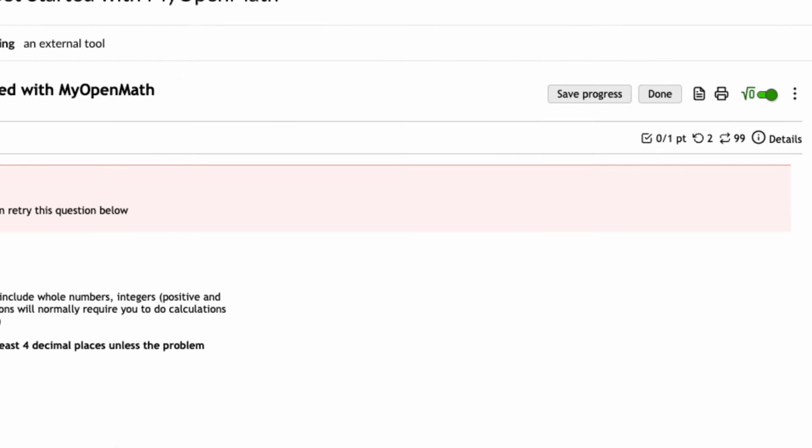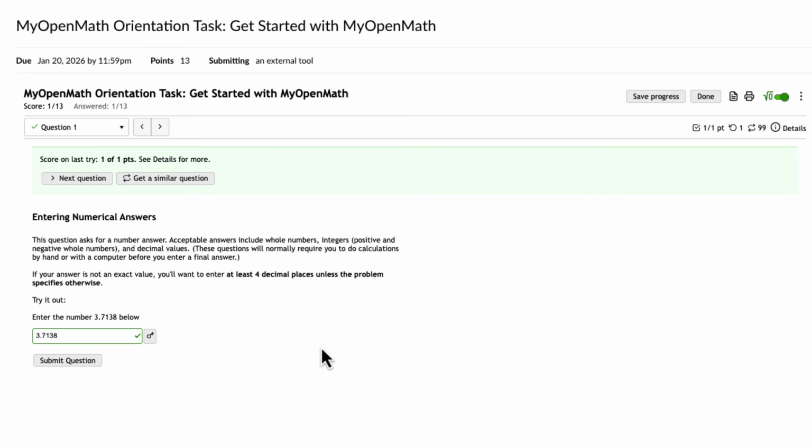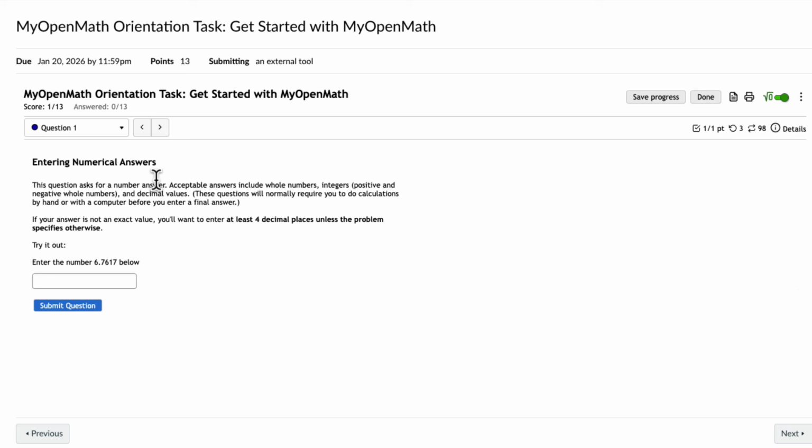Let's go back and now let me enter the correct answer. Now I was able to get the question correct. So you'll see next to question 1, there is a green check mark. My score says I have 1 out of 1 points. Now I can move on to the next question, or I could try a similar question. Let's try a similar question. Now, once again, I'm going to get the question wrong intentionally so you can see what happens.